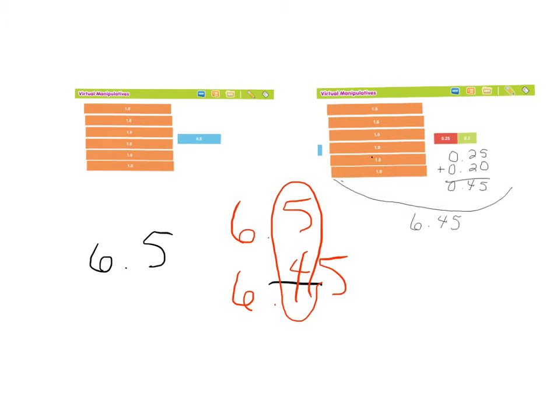And what we see here is that our 6 and 5/10 is greater than 6 and 45/100 because these two digits in the tenths place, the 5 is greater than the 4.